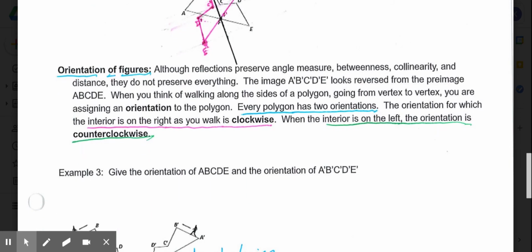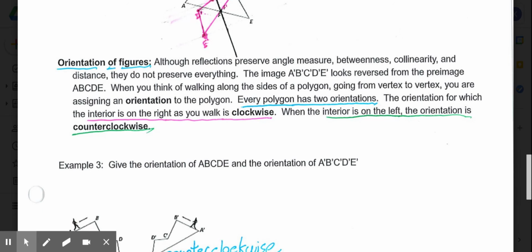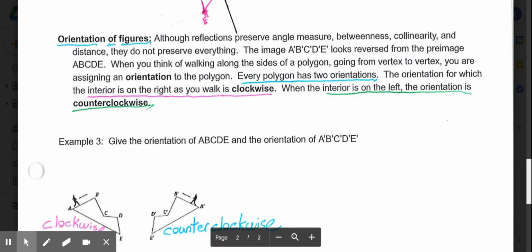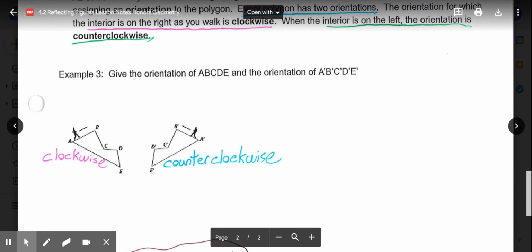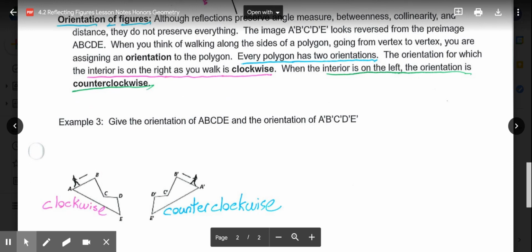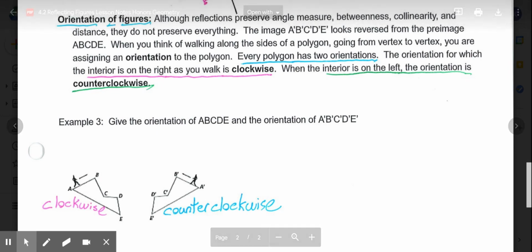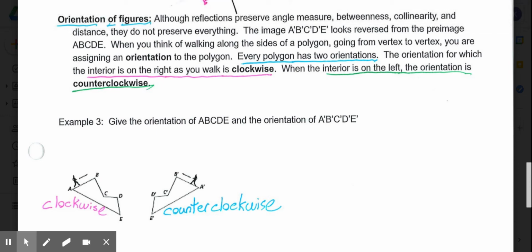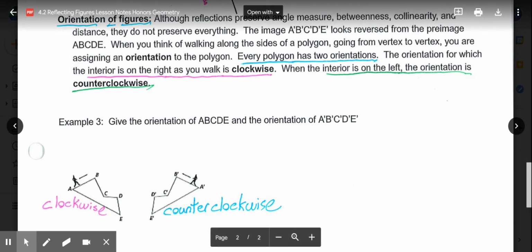And then we're just going to quickly look at this idea of orientation of figures. So although reflections preserve angle measure between this collinearity and distance, they don't preserve everything. The image down here, A prime, B prime, C prime, D prime, E prime, looks reversed to that pre-image A, B, C, D, E. When you think of walking along the sides of a polygon, going from vertex to vertex, you're assigning orientation to that polygon. Every polygon has two orientations. The orientation for which the interior is on the right as you walk is known as clockwise. When the interior is on the left, the orientation is known as counterclockwise.